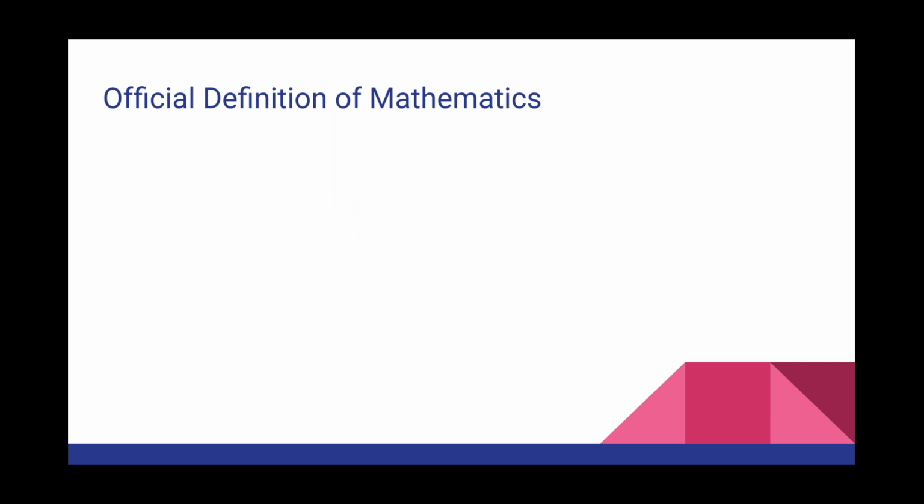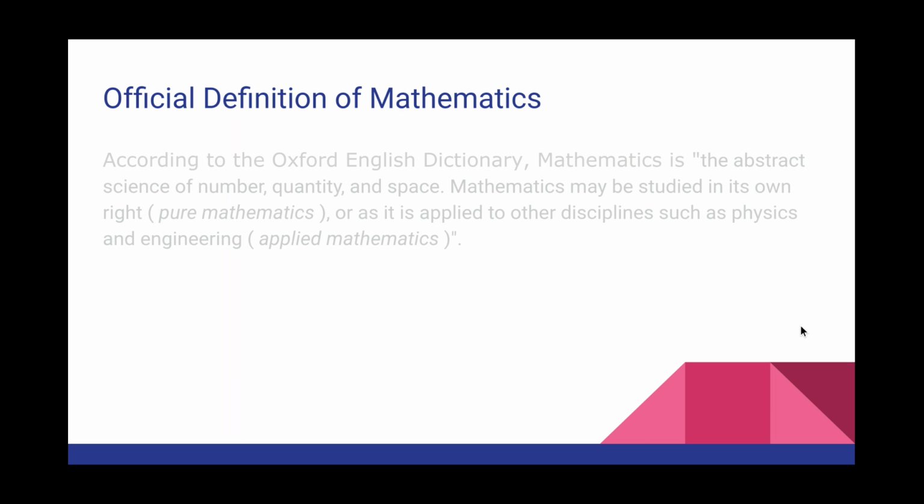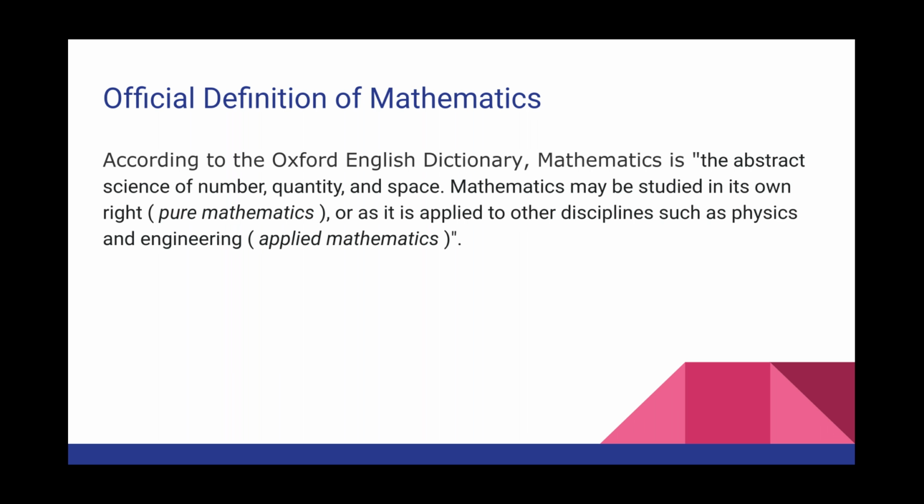The official definition of mathematics, according to the Oxford English Dictionary, is the abstract science of number, quantity, and space. Mathematics may be studied in its own right, which is pure mathematics, and as applied to other disciplines such as physics and engineering, which is applied mathematics. So what does this mean to you? For me, this is the act of solving problems using strategies and resources that are available.